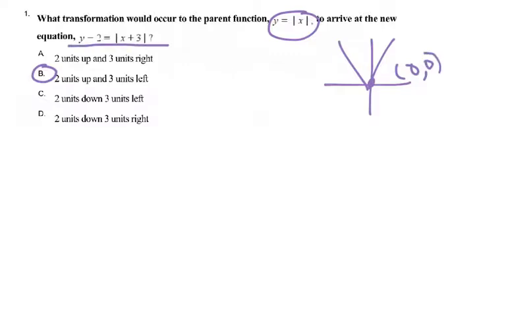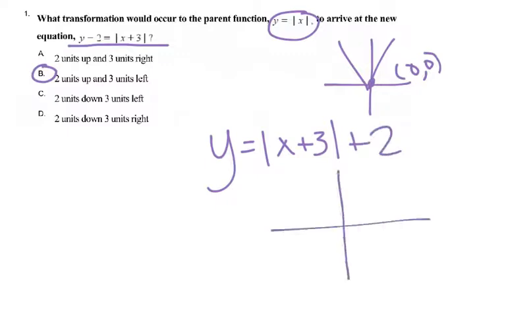Notice that in the new equation, y is not by itself. So the first thing I'm going to do is add 2 to the other side. Because x plus 3 is inside the absolute value, the plus 2 just goes on the outside. So you can graph this new function, and it looks like this. Now the V is at negative 3, 2, so it has moved 2 units up and 3 units to the left.